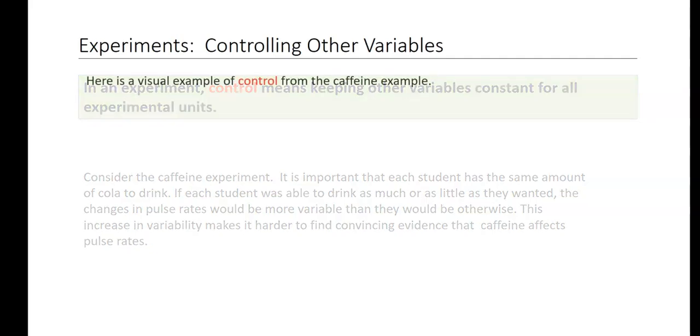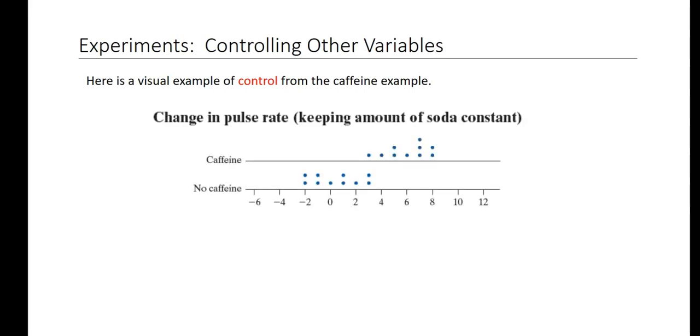So here's a visual. This is the result when you kept the amount of soda constant. With caffeine, you can see clearly there on the right, the change in pulse rates is you tend to have a positive change. All of those are above 0. Whereas with no caffeine, you can go either way. So you might have a negative or positive change to your pulse rate with no caffeine. That's interesting. Maybe just the sugar or something is doing it. I don't know.